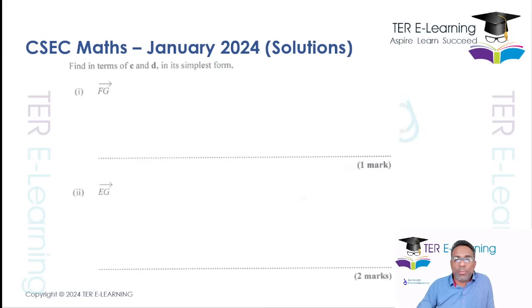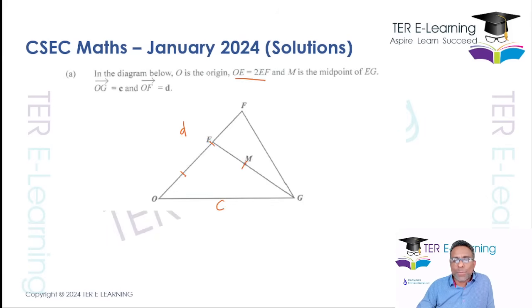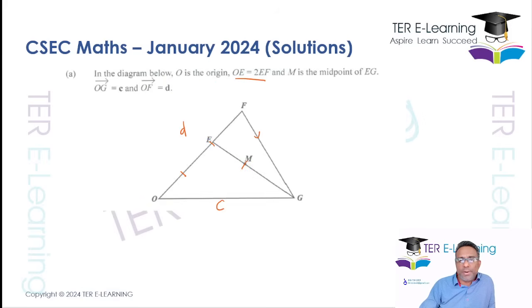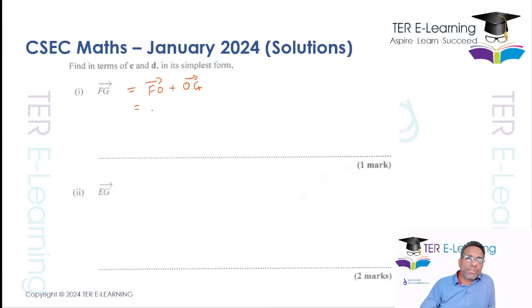Now, let's see what they want us to find. They want FG. Where is FG? FG is this vector here. So FG is FO plus OG. That's what they want. So for FO, you're going in the opposite direction. Therefore, that's going to be minus D plus C. So this is minus D plus C.